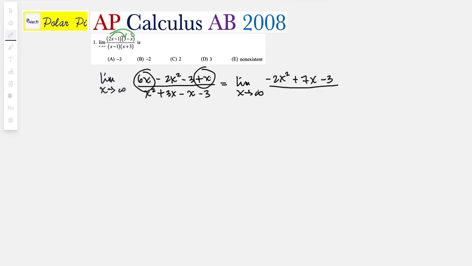Maybe I want to make room. Hold on, you'll see why. There's method to the madness. So x squared and then plus 2x minus 3, right?